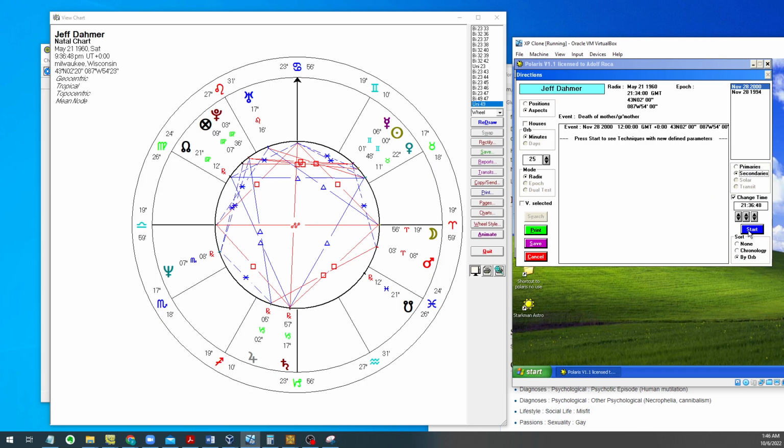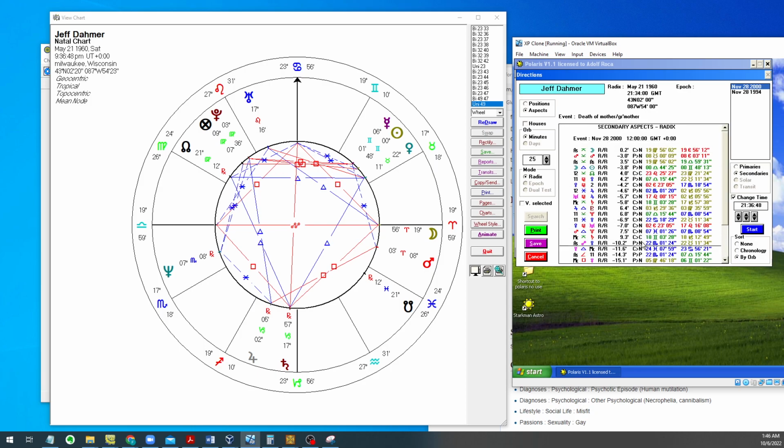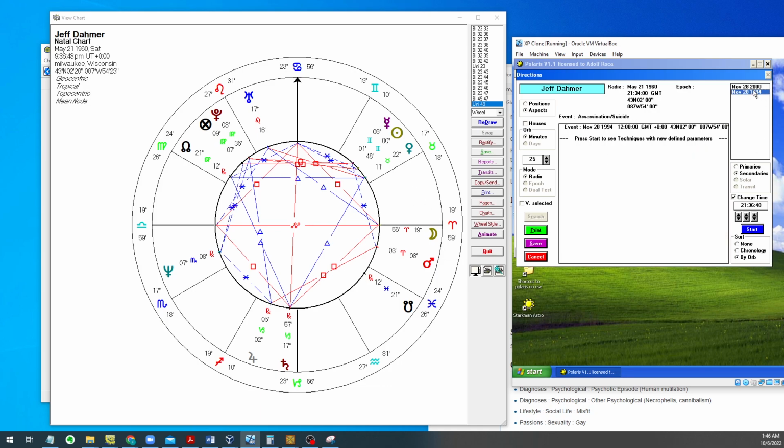In secondary progressions, what do we have here? The ascendant moves to a conjunction with Venus. I mean, you might say that this is not an appropriate aspect, but sometimes it appears in the deaths of females. You find Venus on the descendant.